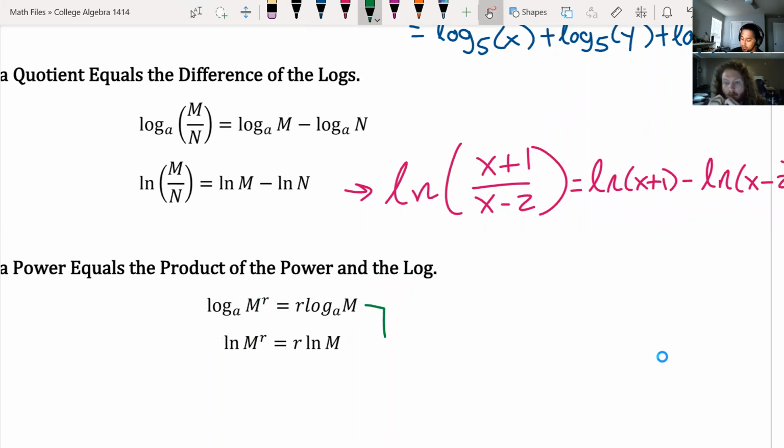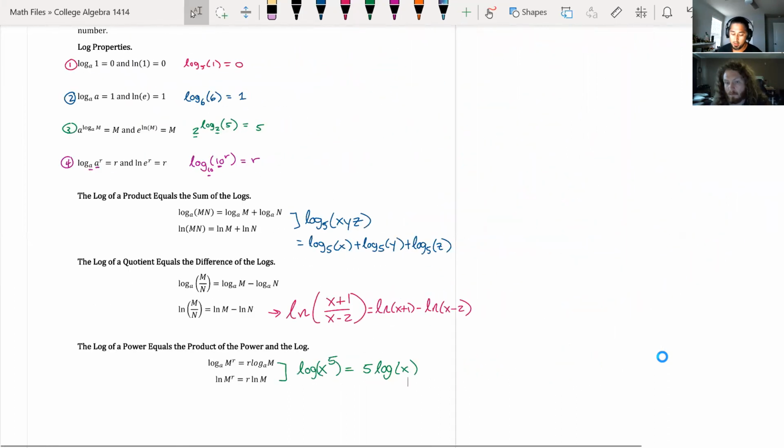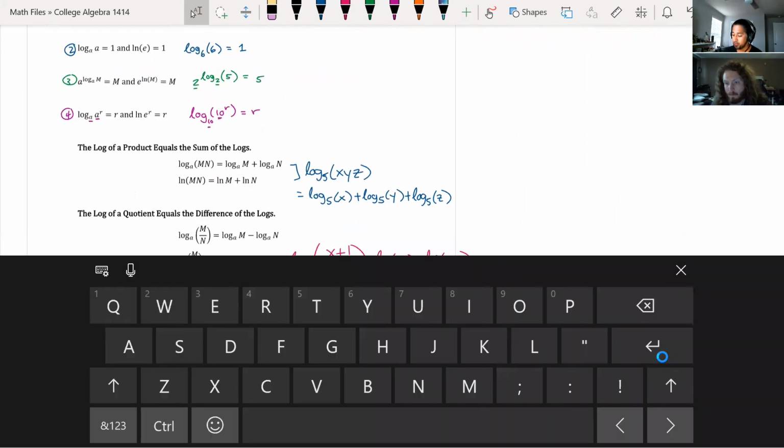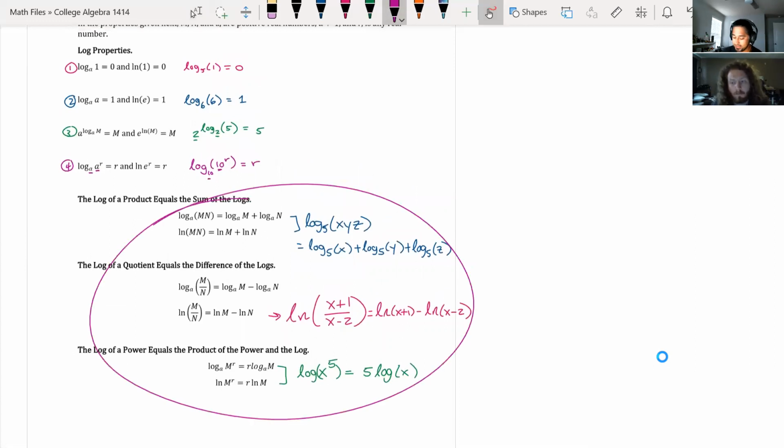So a good example of that. Let's say I had the log of x to the 5th. Put that in parentheses. I could rewrite this as 5 times the log of x. There you go. And the same would go for the natural log. All right. So those are some log properties. But definitely remember these 3.